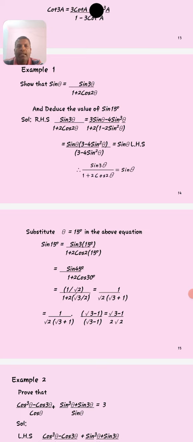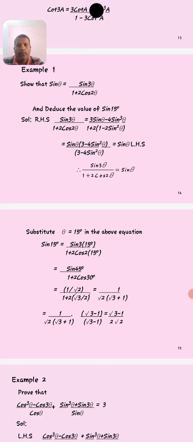Sin 3 theta divided by 1 plus 2 cos 2 theta is equal to, we know the sin 3 theta formula. What is the formula? 3 sin theta minus 4 sin cube theta. So that we have to write in the place of sin 3 theta: 3 sin theta minus 4 sin cube theta divided by 1 plus 2 into cos 2 theta formula. What is the cos 2 theta formula? 1 minus 2 sin square theta.